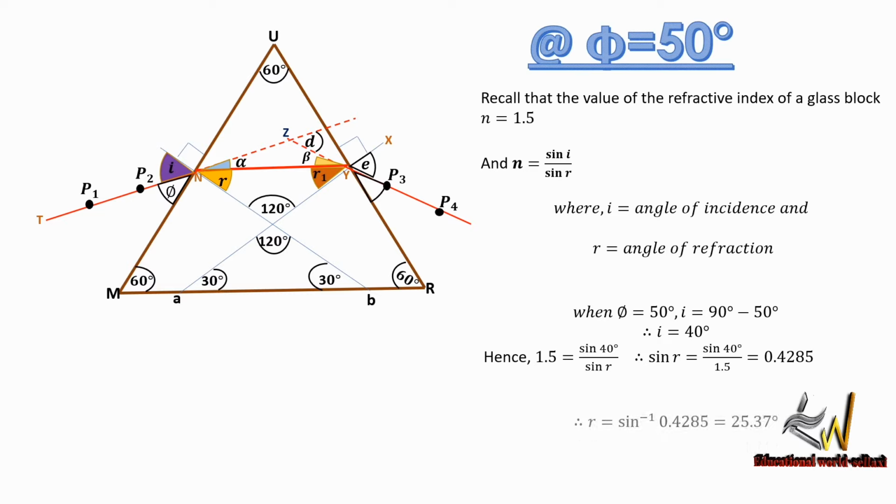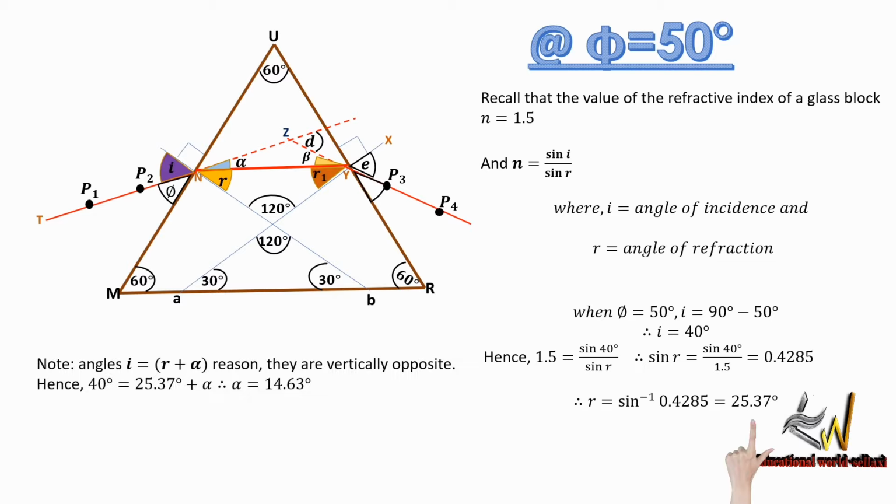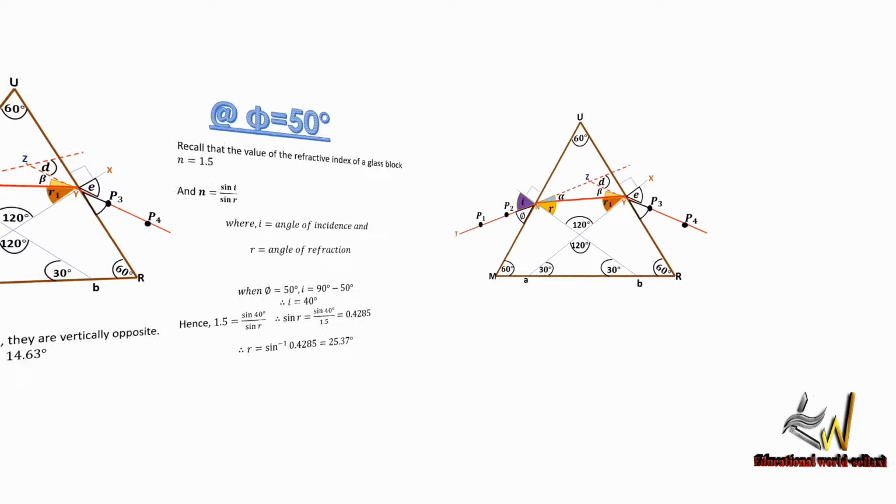Putting it into the equation and simplifying for r, we will now have that the angle of refraction is 25.37 degrees. From what we have done previously, the angle of incidence is equal to the sum of the angle of refraction plus alpha, because they are vertically opposite angles. Hence alpha is equal to what? 14.63 degrees.